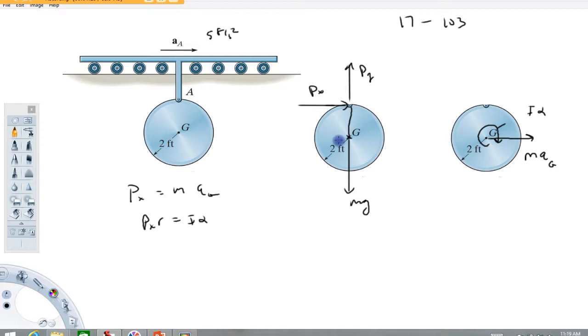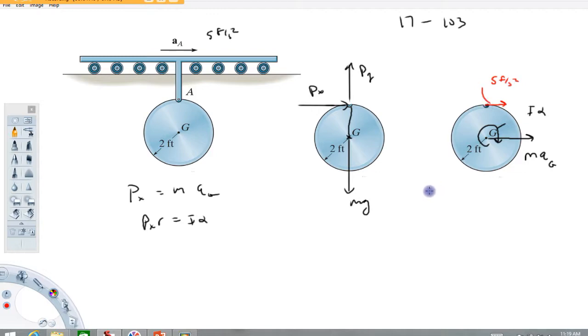Now, the thing is that the acceleration of g and the alpha, we've got to figure out how those things are related. Remember that this point is accelerating to the right. I'm going to put that in red. That's not a force vector. I'm just drawing the acceleration of that point. That point is accelerating to the right at 5 feet per second squared.